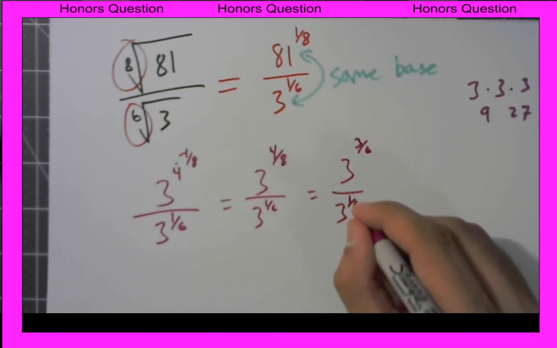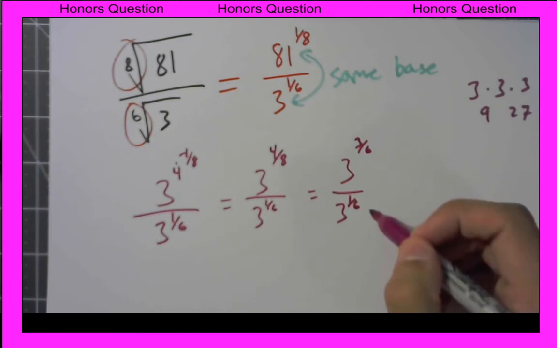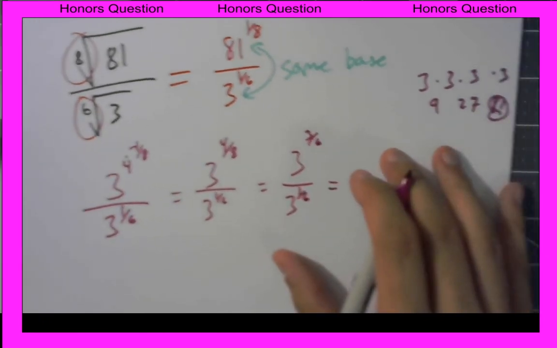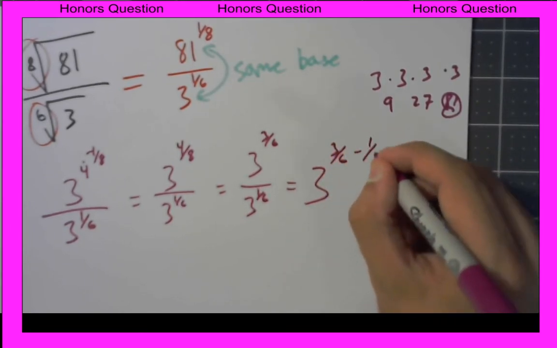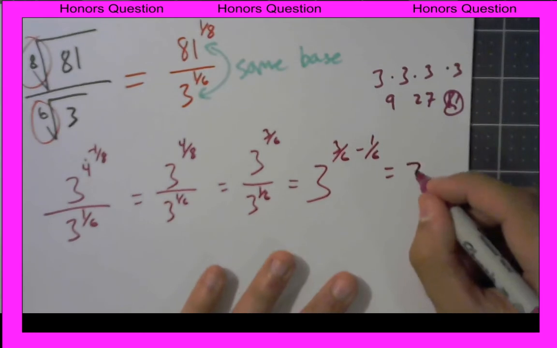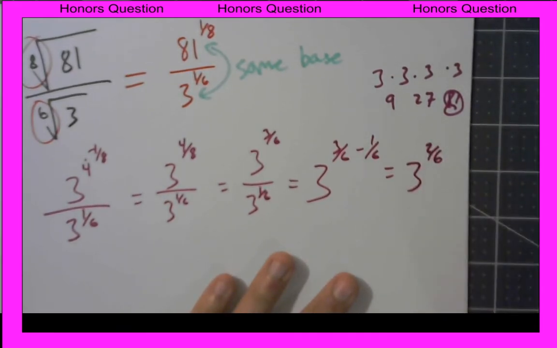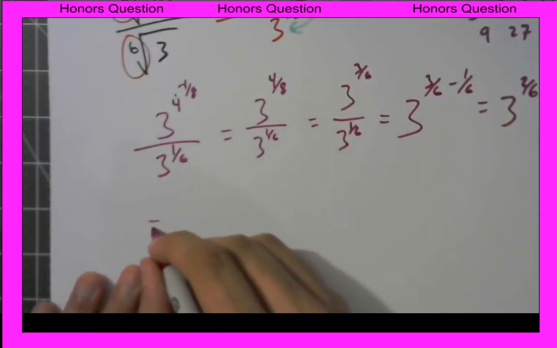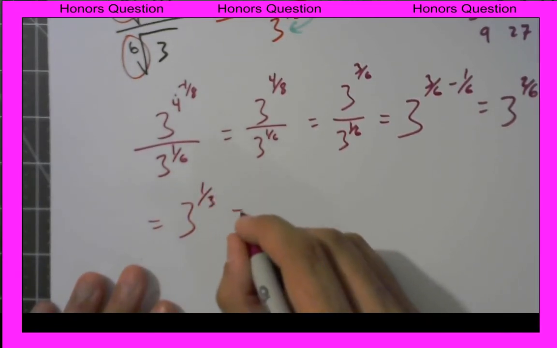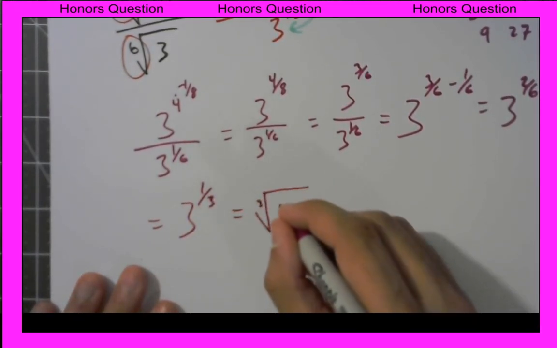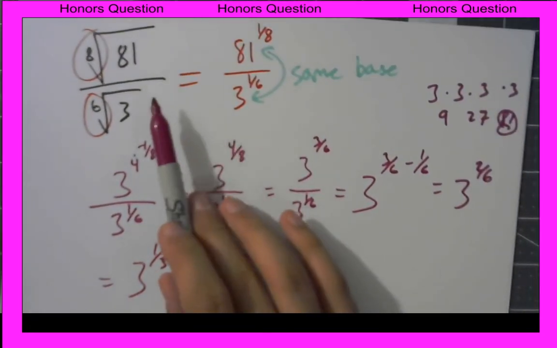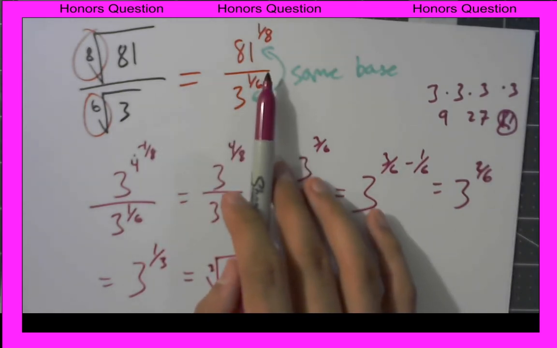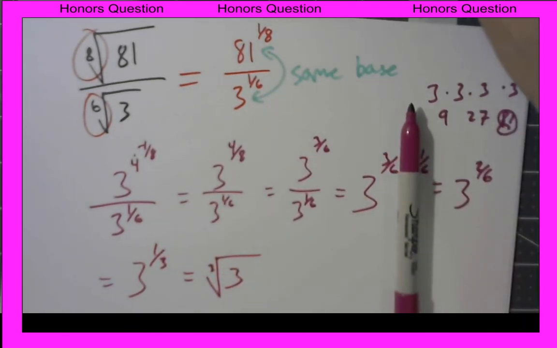Why didn't I go to 1/2? Because I'm going to subtract these two exponents. When I have this format, I can do 3/6 minus 1/6. That's 3 to the 2/6. 2/6 will simplify to 1/3. So that is actually the cube root of 3. That's a pretty ugly problem. But if you remember, take this, put it in exponent form, try to get the same bases, then you can figure it out.